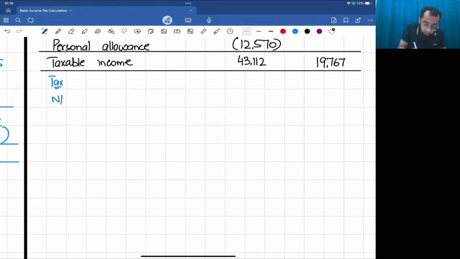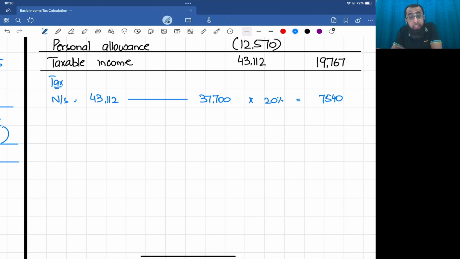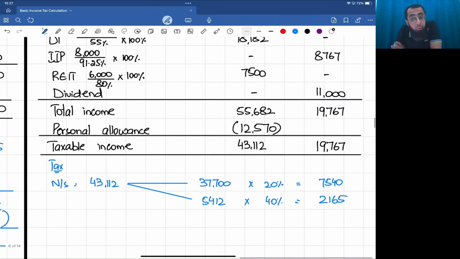Now your non-saving income is 43,112. On the first 37,700, you charge 20%, which gives you 7,540. Done. And on the remaining non-saving income, it goes in the higher rate band. Once the basic rate band is over, you charge 40%. So that gives 2,165. So non-saving income, the first 37,700 goes in the basic rate band, and then the remaining goes at the higher rate band.